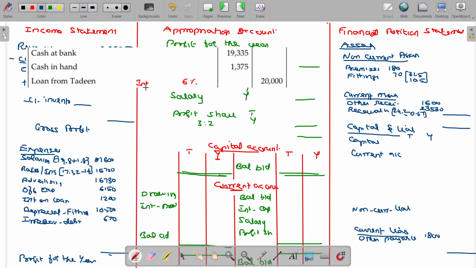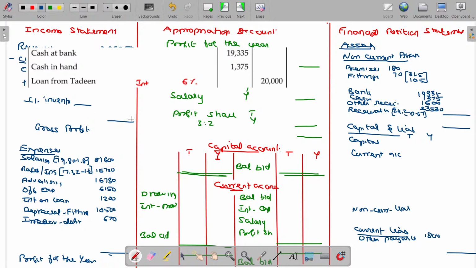Cash at bank being the current assets. I need space, so I adjust here. And bank balance, the bank balance and the cash balance. Bank balance being 19,335. Cash balance being 1,375.